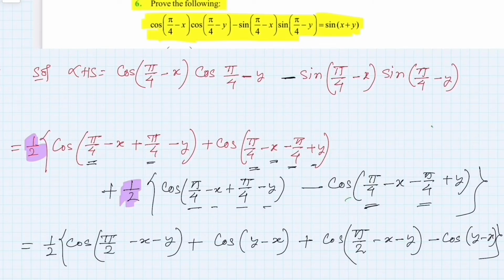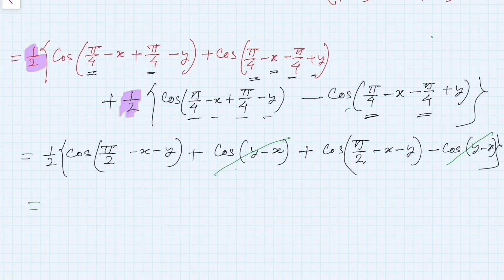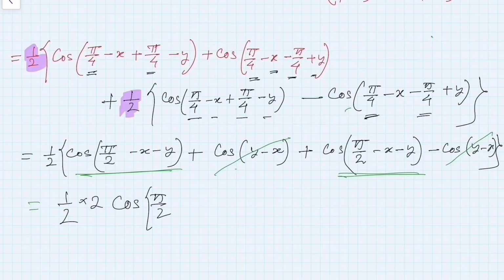Now you see these two cancel each other. Now this is equal to half. These two are the same terms, and adding these two we will get 2 cos of pi by 2. From these two we can take minus common, minus x plus y. So we will get this result, and here the 2s cancel.